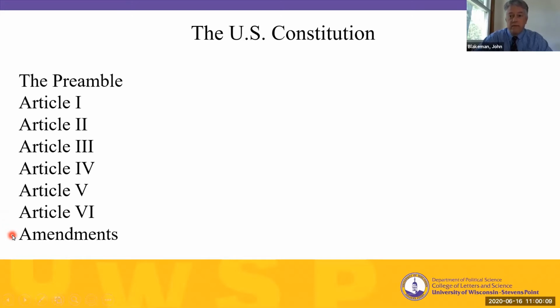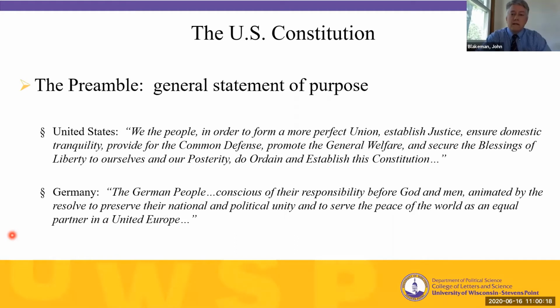Then we have all of the amendments to the Constitution, all 27 of them, which we're not really going to focus on in this class, except for the First Amendment. So let's look at the preamble for a second. The preamble to a constitution is basically a general statement of purpose, and the preamble to the United States Constitution has a lot of powerful words to it. We the people, in order to form a more perfect union, establish justice, ensure domestic tranquility, common defense, general welfare, blessings of liberty, do ordain and establish this Constitution.